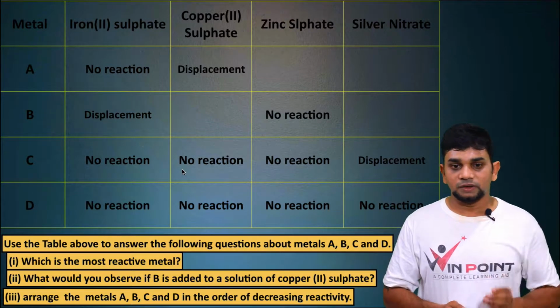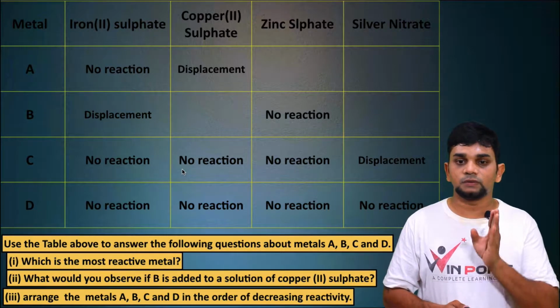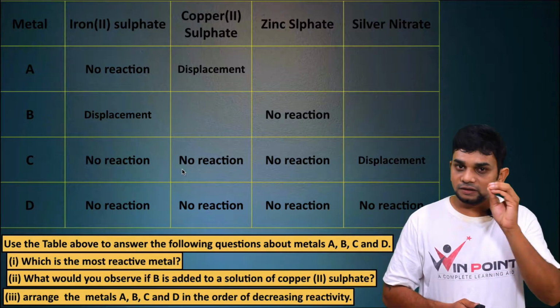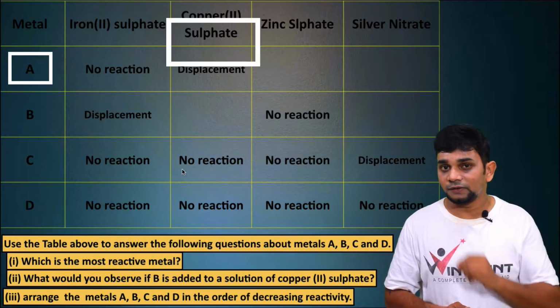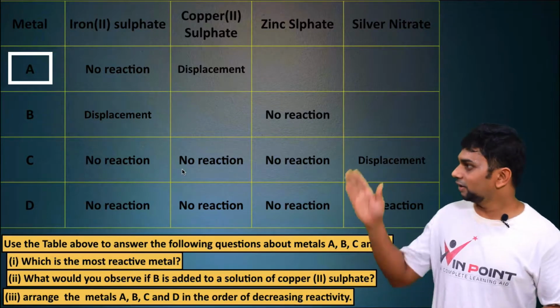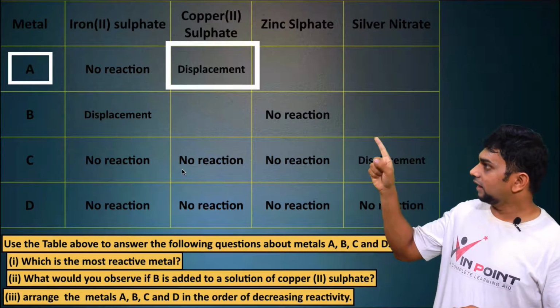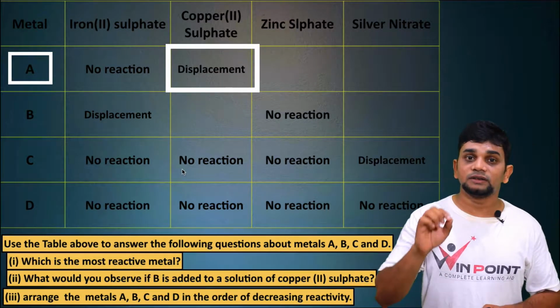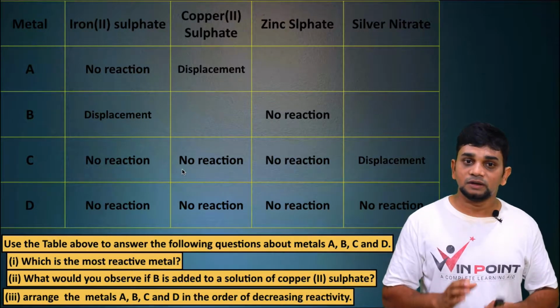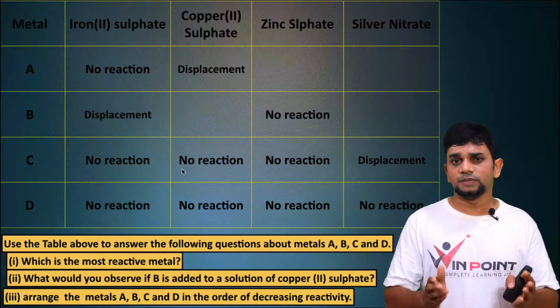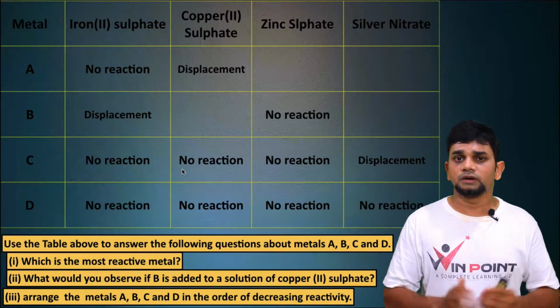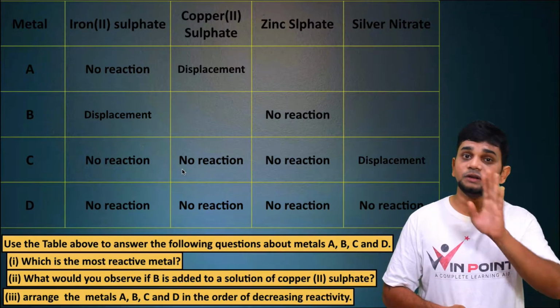What would you observe if B is added to a solution of copper sulphate? When we are adding A to copper sulphate solution, there is a displacement reaction, which means if A can displace copper from copper sulphate solution, then B will definitely displace copper from copper sulphate solution. So there will be a displacement reaction.